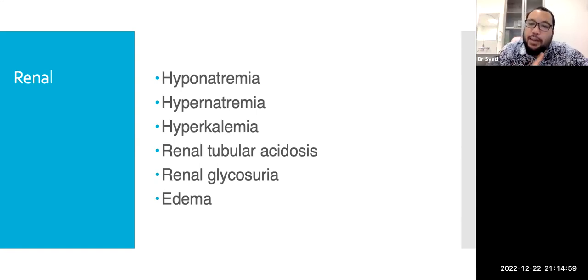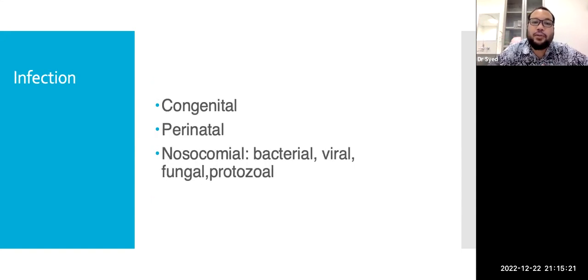Kidney problems, hyponatremia. Because why? Because the kidney does not function really well. So sodium is easily lost, it's more porous. Sodium will come out, so they get hyponatremia. Can get hypernatremia as well because the kidney functions are still immature. They are more at risk of renal tubular acidosis and so on and so forth.